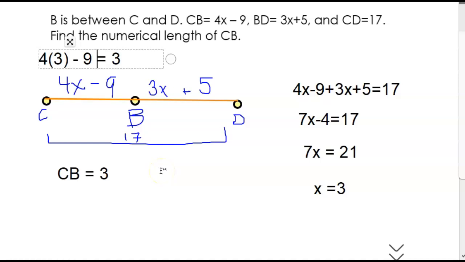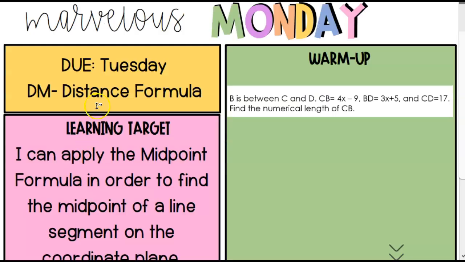Yes. Did they do the things from Friday? No, I went over that. When is it due? Tuesday. Okay. That's due on Tuesday.